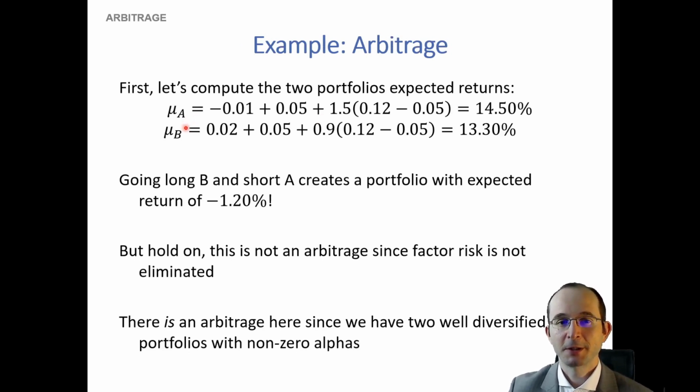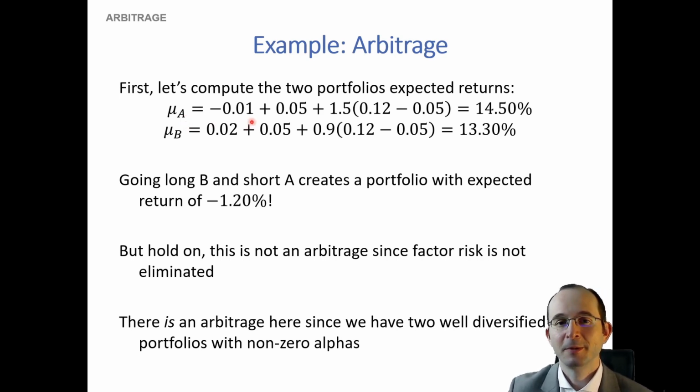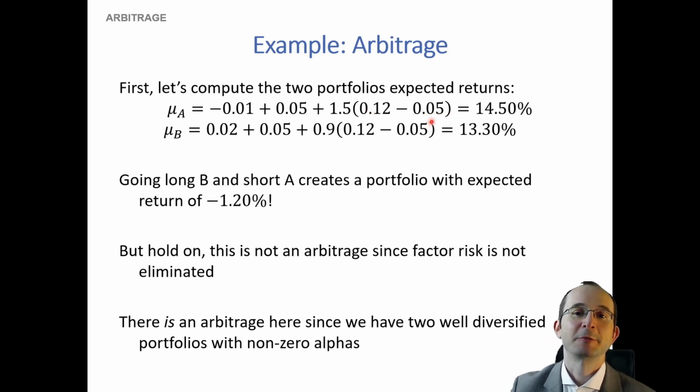The expected return on the asset with the negative alpha, A, is the risk-free rate of 0.05, plus the alpha of negative 0.01, plus its beta times the market risk premium. The market risk premium is 12% in excess of the risk-free rate of 5%. And that gives you an expected return of 14.5%.